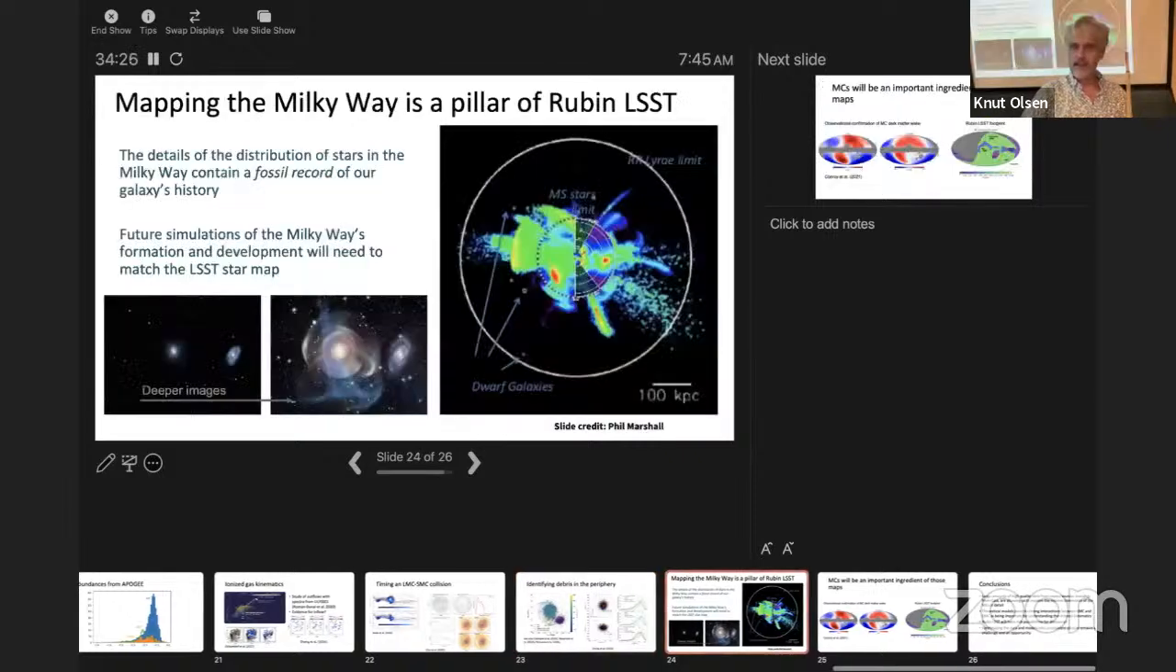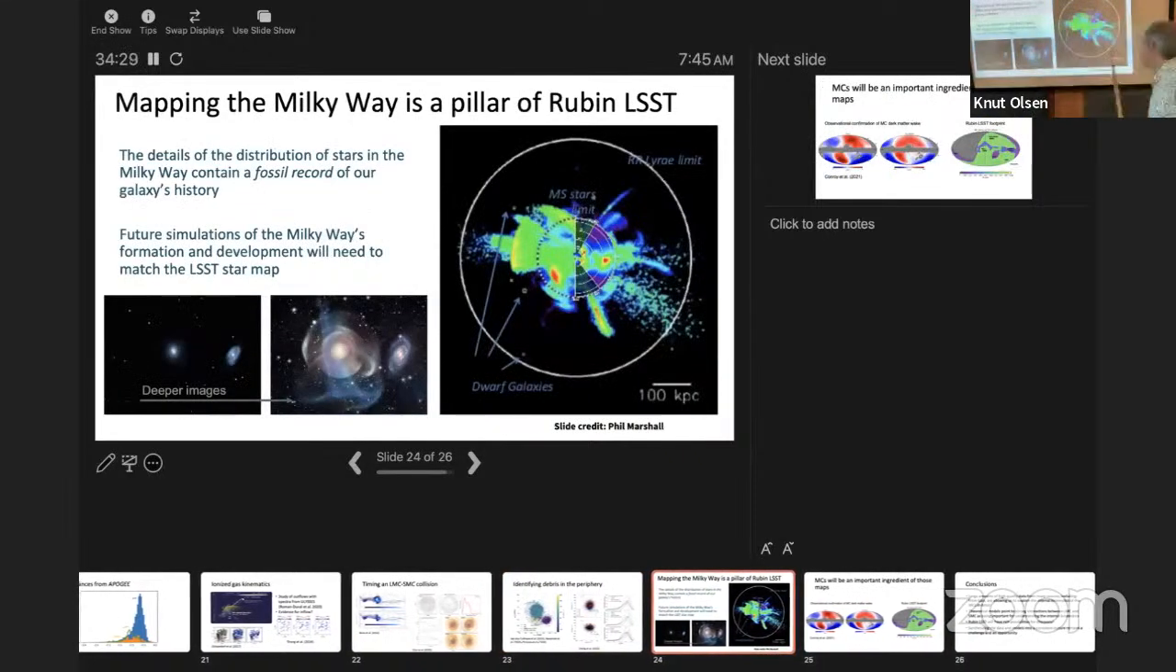Let's see. It's going to talk a little bit about Rubin, since we're here for the Rubin LSST workshop this week. One of the pillars of the Rubin science case is mapping the Milky Way. This slide is just showing how going from Sloan-like depth to Rubin-like depth really should reveal a lot of structure around the Milky Way halo that should be very interesting.